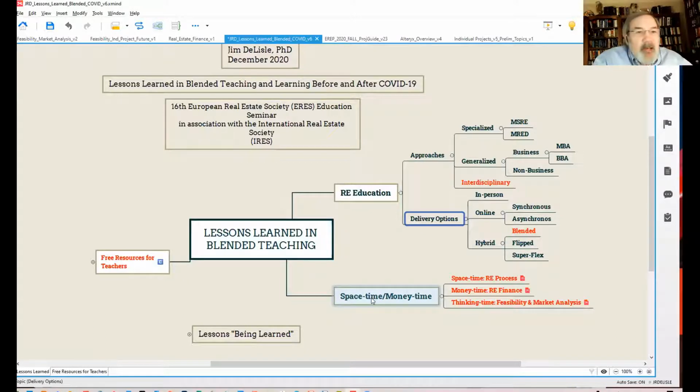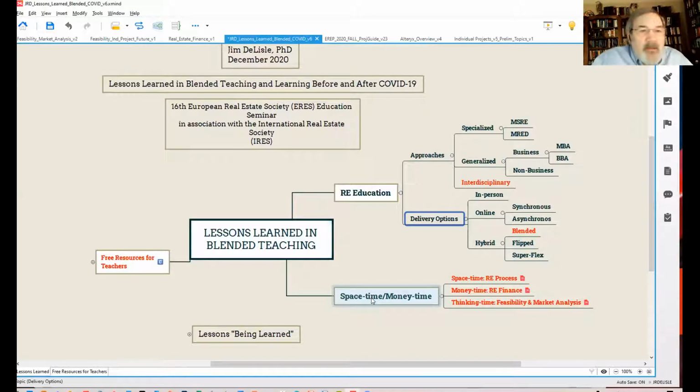And this comes from my Wisconsin training with Jim Graaskamp, looking at real estate as a space-time, money-time concept, where we have to understand the built environment and design, et cetera. But on the other hand, we have to understand the financial capital dimensions that we were seeing when we were talking about the impact of COVID on the housing market. But really, real estate is a thinking person's game now too, because there are so many dynamics coming on that it's really important to have intellectual flexibility.